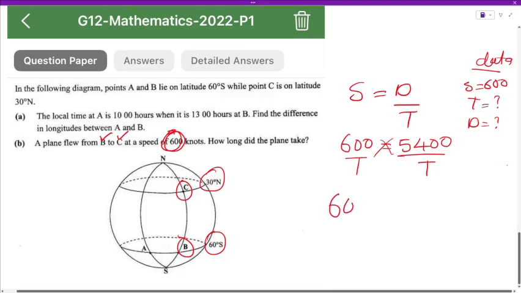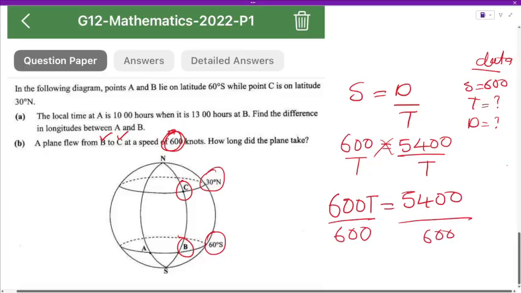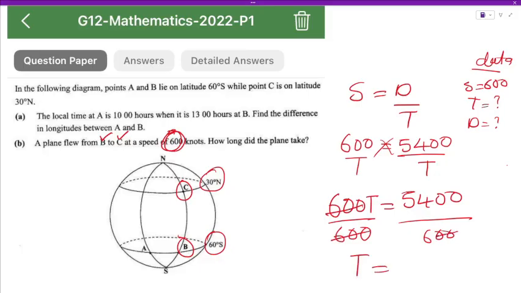600t is equal to 5,400. Then you divide both sides by 600, so that these guys cancel, remain with time here. These guys can also cancel. 54 divided by 6, you remember that it is still going to be 9 hours since this is time, and you are done. At this point I can say you are ready for Earth Geometry paper 1.